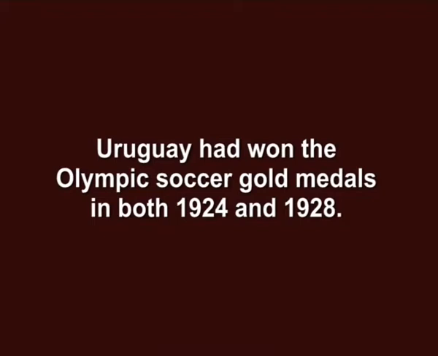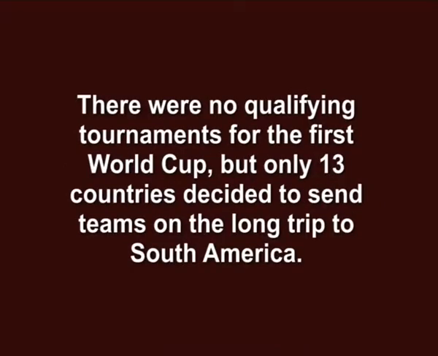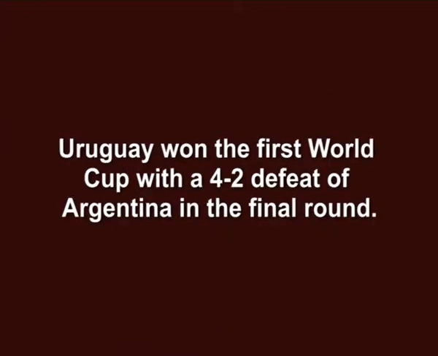Uruguay had won the Olympic soccer gold medal in both 1924 and 1928. There were no qualifying tournaments for the first World Cup, but only 13 countries decided to send teams on the long trip to South America. Uruguay won the first World Cup with a 4-2 defeat of Argentina in the final round.